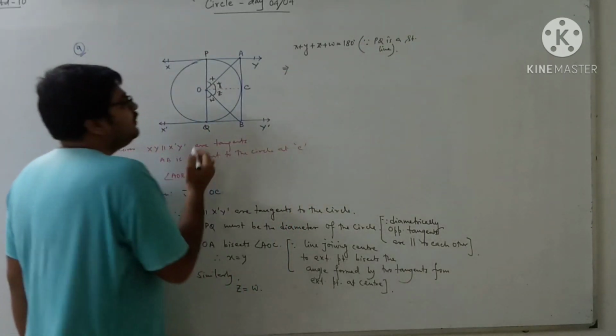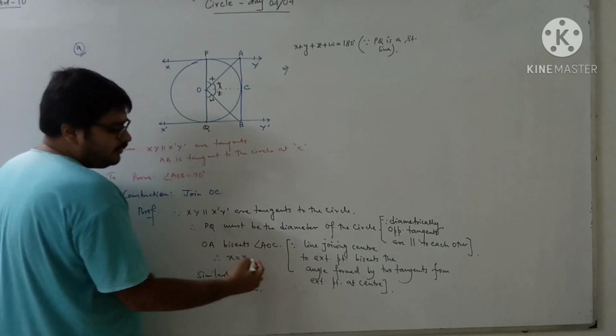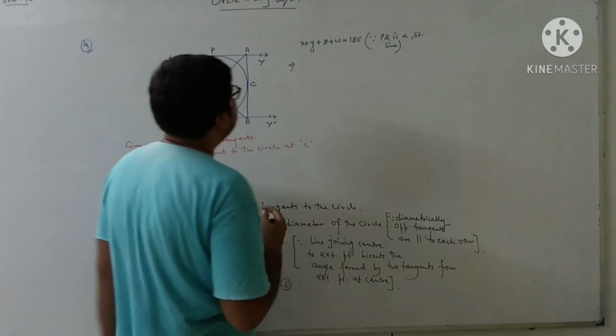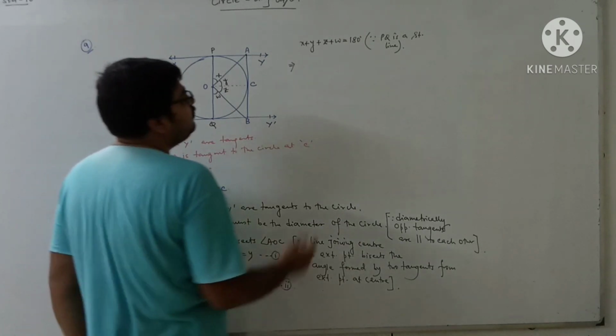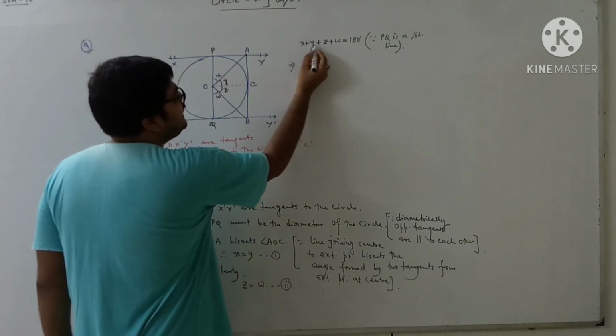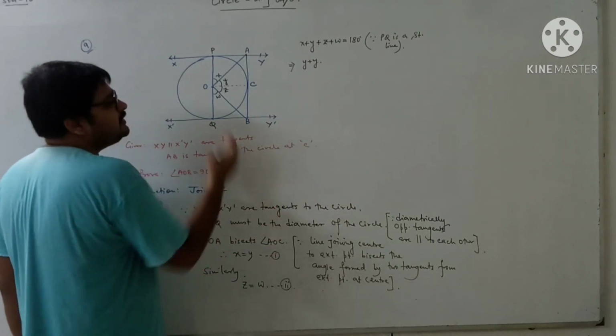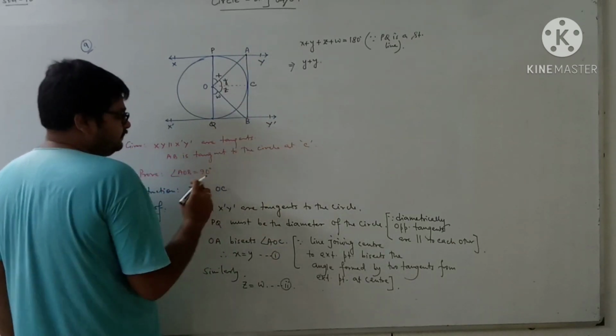Now one thing you just see, x and y are equal, already we have proved here, and z and W also we have. So since x and y are equal, instead of x I can write here y. Why have I changed x only? Because I need the angle AOB.